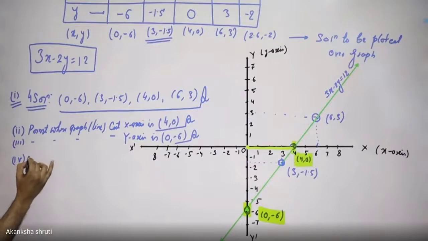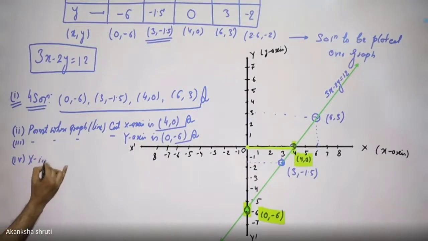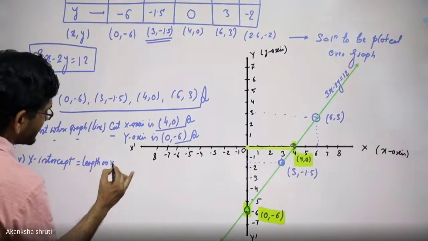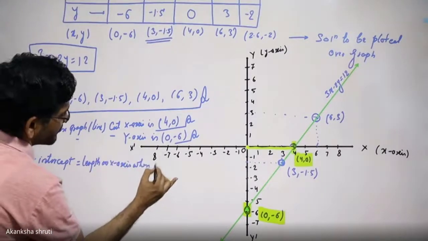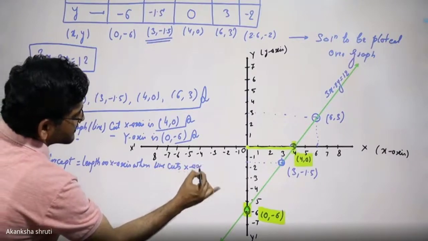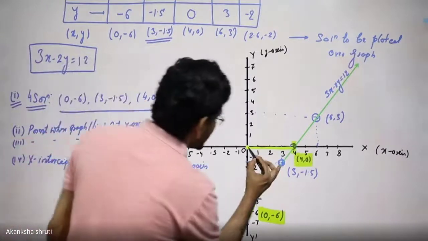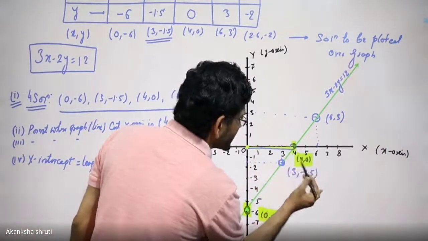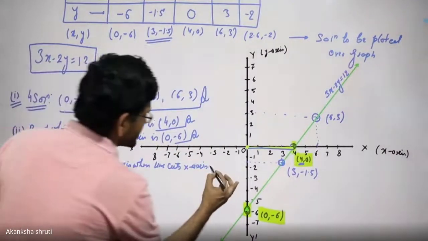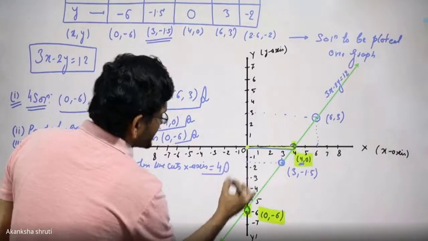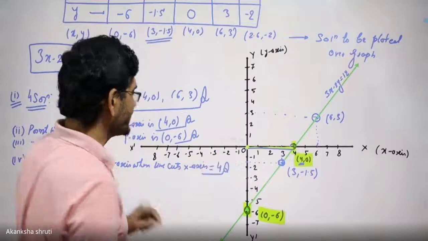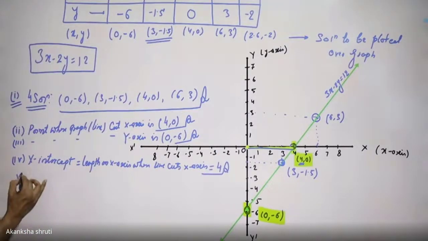So what is our x-intercept? X-intercept is the length on the x-axis where the line cuts the x-axis. Students, what is this much length? It is nothing but the x coordinate only. It is 4. So it is equal to 4 here. Students, if it is on the negative side, then it should be taken as negative. Let us consider the y-intercept.